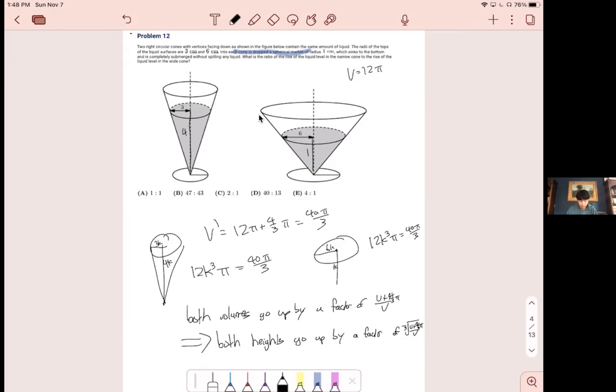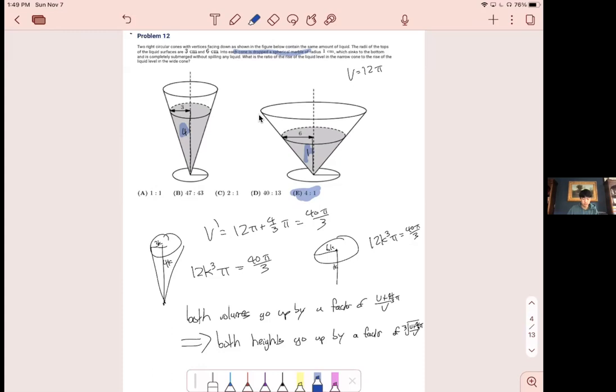So both heights go up by a factor of this, which means that the ratio of the rises is going to be the same as the ratio of the original heights, because both heights get multiplied by the same value, like 1.1 or something. And that means they both change by 1/10 of their previous amount, which means that the ratio of the rises is the ratio of the original heights, which is 4:1.